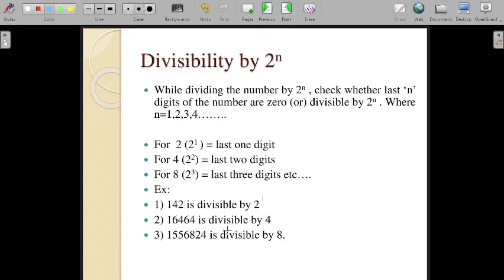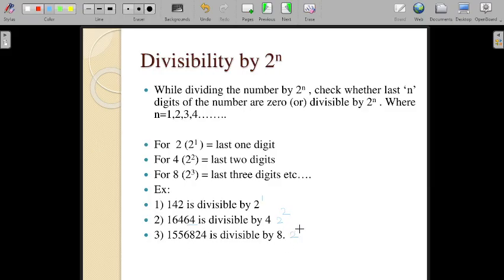In the second example, it should be divided by 4. 4 means 2 square. Here n equal to 2, and n equal to 2 means we need to check with the last two digits of the number, that means 64. And the third example, 8.